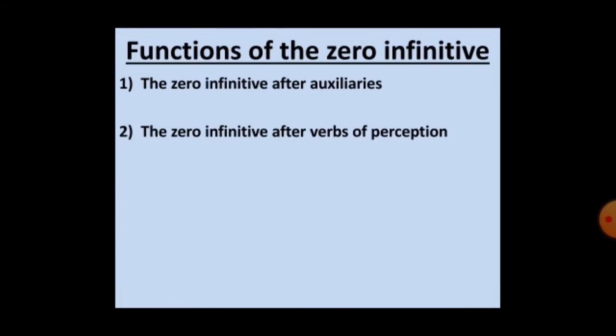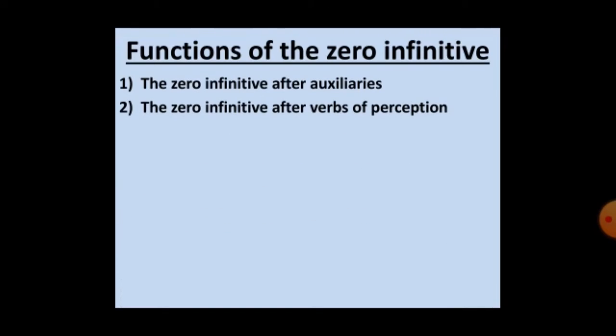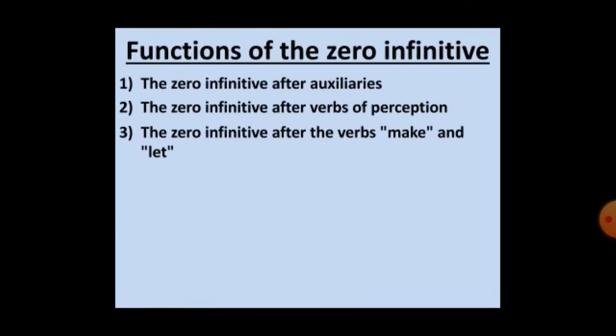So now here comes the functions of zero infinitive, and we can also name it bare infinitive. So what is bare infinitive? Before it we do not use the word to. Okay, that is zero infinitive. So the first function of zero infinitive: after auxiliaries or modal verbs we do not use to infinitive but zero infinitive. For verbs of perception we use zero infinitive.